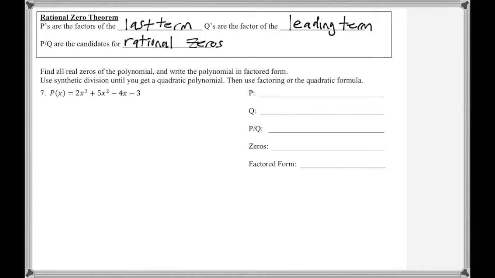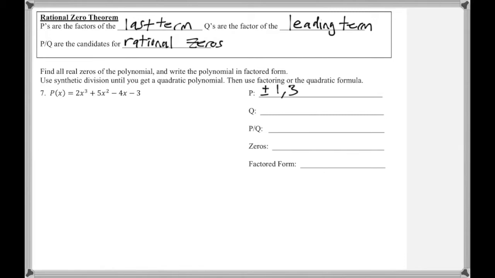So it says find all real zeros of the polynomial and write the polynomial in factored form. Use synthetic division until you get a quadratic polynomial, then use factoring or the quadratic formula. So my p values, those are the factors of the last term, or of -3. So the numbers that go into -3 are 1, 3, positive, and then -1, -3. So I'm just going to, with shorthand, put plus minus 1 and 3.